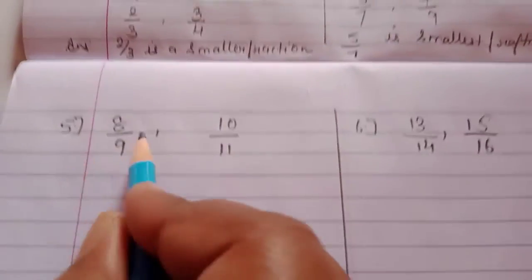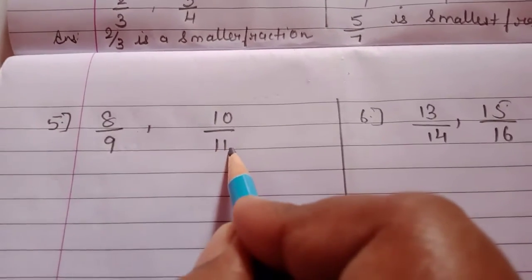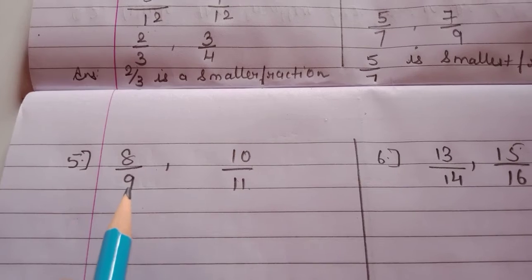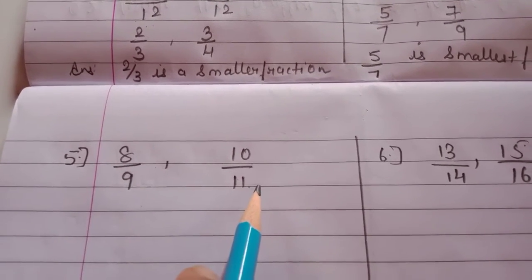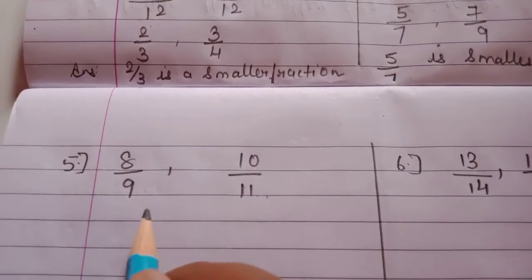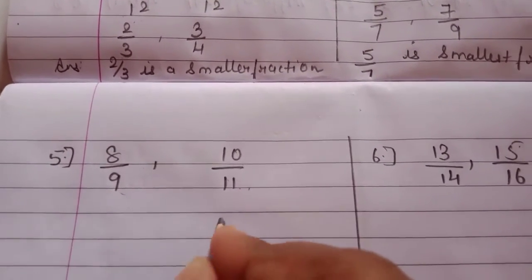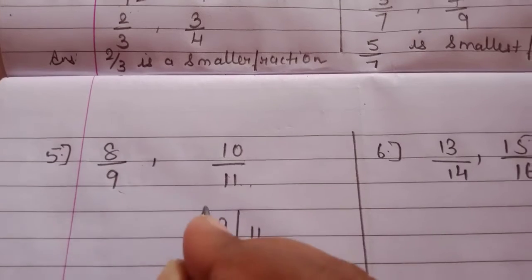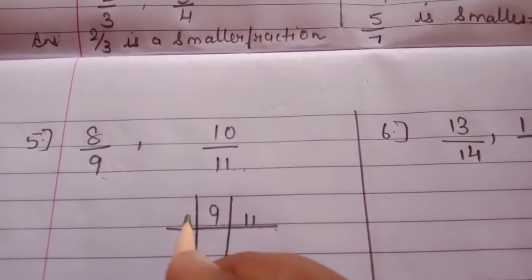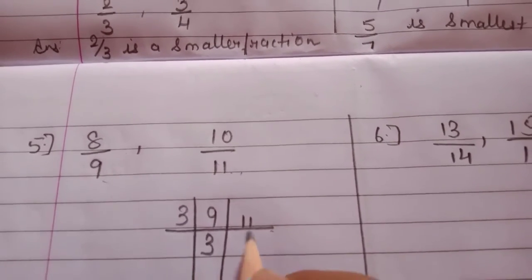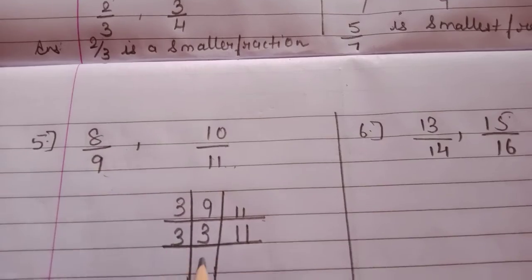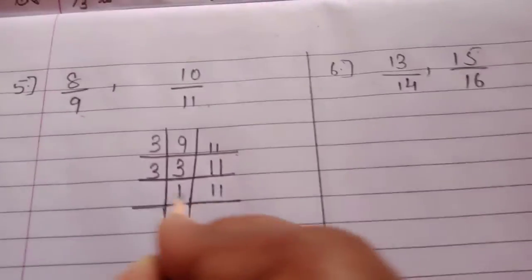Now number 5, 8 upon 9 and 10 upon 11. Here also in both the fractions, numerators are different and denominators are different. So first we will take the LCM to make the denominator the same. So the denominators are 9 and 11. So for 9 and 11 we will take the LCM. So first we will start from the 3 table. 3 3s are 9. So 11 will not come in the 3 table. So we will carry down the same. Then 3 1s are 3. 11 will come in the 11 table.